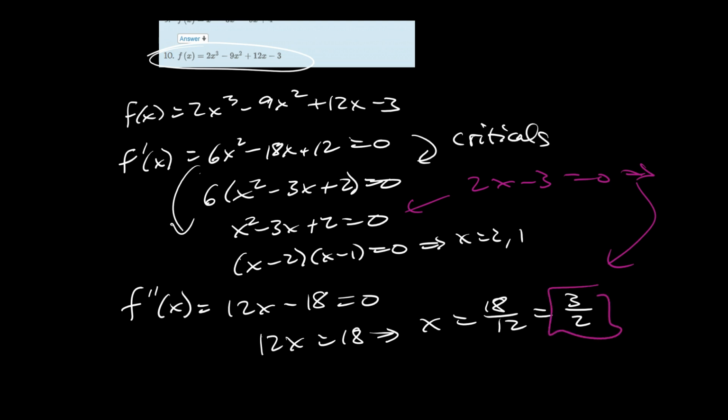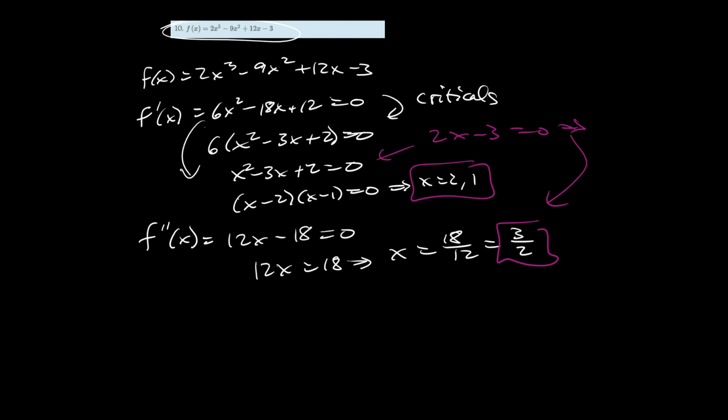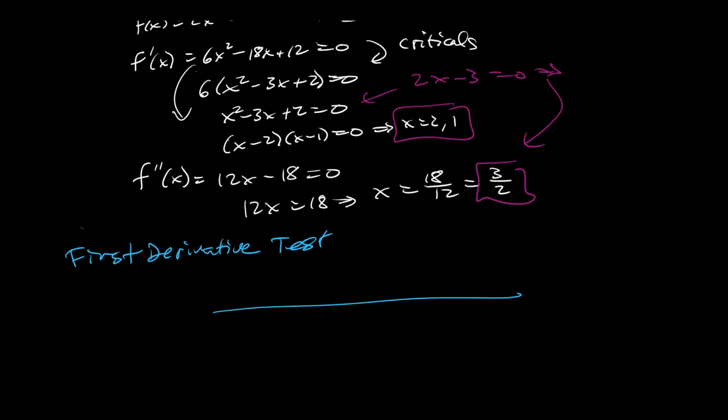All right, so this right here we're going to use, and these two right here we're going to use. I'm going to show you where these are used in just a second. So the first thing I do is the first derivative test. What you do is you take your critical numbers and you put them on a number line. So I'm going to take my 1 and my 2, and put them on a number line, 1 and 2. And I'm going to find test points in between them.